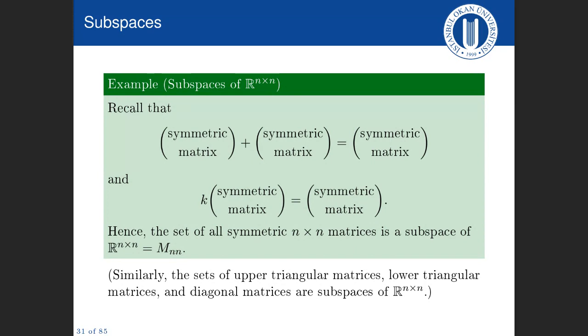For the same reason, the set of all upper triangular matrices is a subspace of the set of all matrices of that size. The set of all lower triangular matrices is a subspace of the vector space of all matrices of that size, and the subset of all diagonal matrices is a subspace of the set of all matrices of that size.